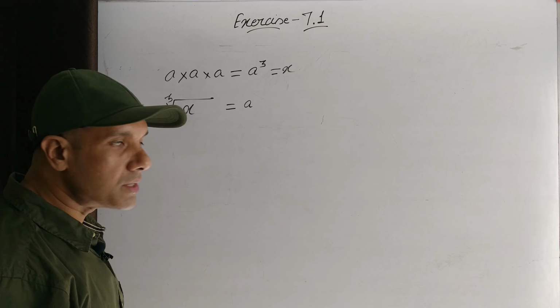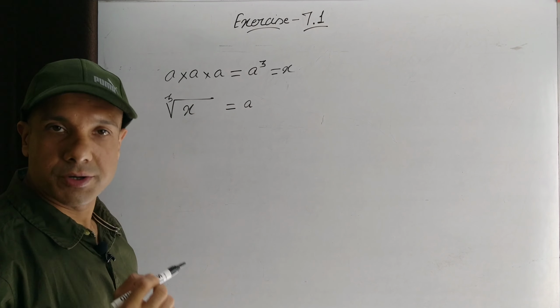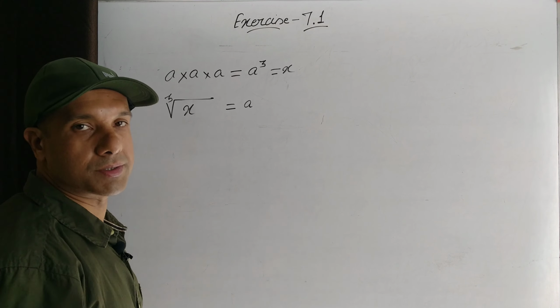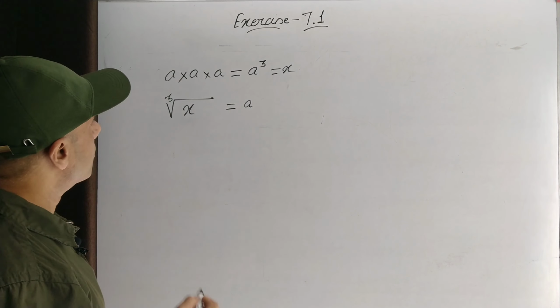In previous exercises, we have seen that to find square root, we need the numbers in pairs while doing prime factorization. In this case, we'll require triplets because the number has been multiplied by taking them in threes. Clear? One more concept.